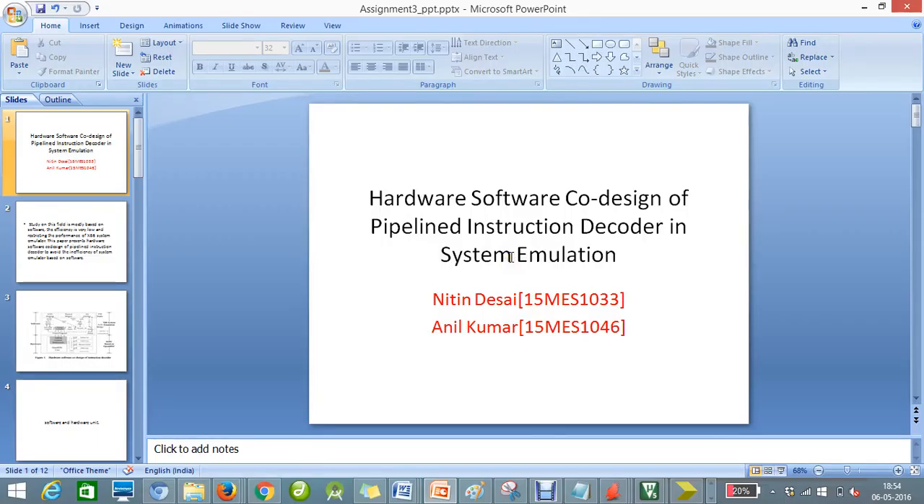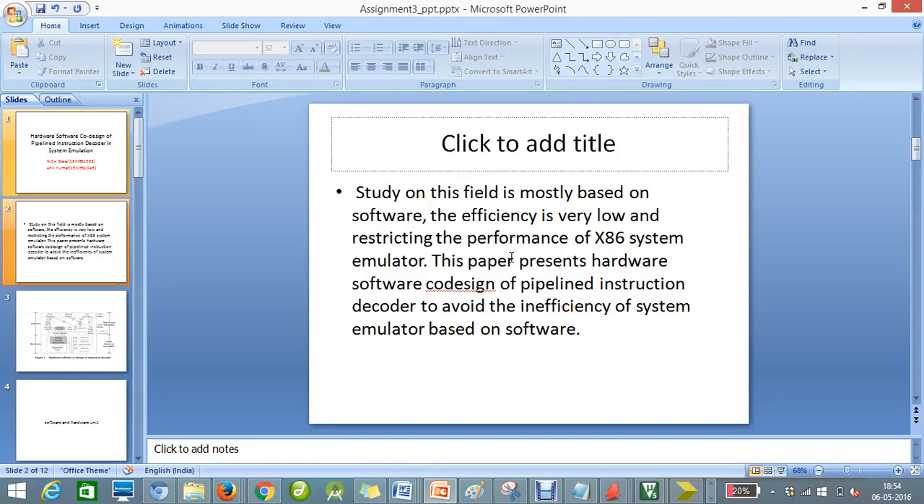Hello everyone. Here we are going to represent hardware software co-design of pipeline instruction decoder in system emulator. This is one IEEE paper, and we are going to represent it. This paper presents hardware software co-design of pipeline instruction decoder to avoid the inefficiency of system emulator based on software.